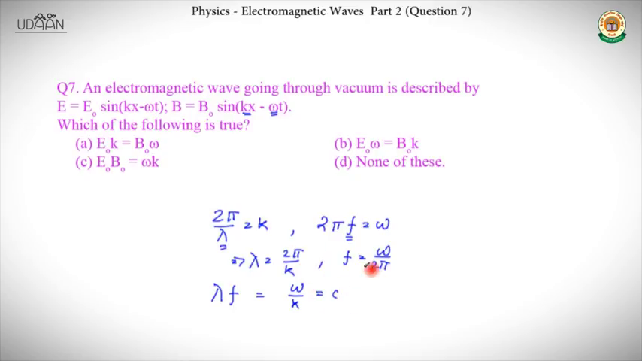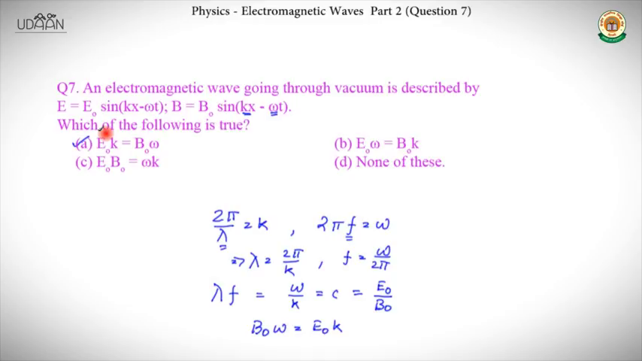So doing some simplifications by substituting the values of λ and f, we get ω/k, which equals the speed of light. This speed of light is also equal to E_0/B_0. Correct. From the equations relating the speed of light to the amplitudes of the electric and magnetic fields of the electromagnetic wave. So with this we can see that B_0 ω equals E_0 k, which is option A. I'm also going to tell you an alternate procedure for this.